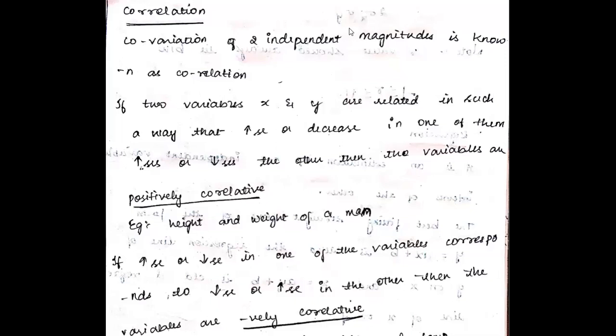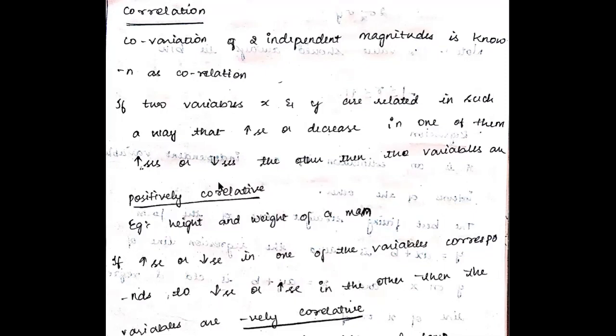Hello everyone. In today's session, we'll learn two concepts, correlation and regression. First, I'll define what is correlation. Covariation of two independent magnitudes is known as correlation. That means if two magnitudes x and y are there and you want to know how they are varying with each other or how they are related to each other, that's given by correlation.